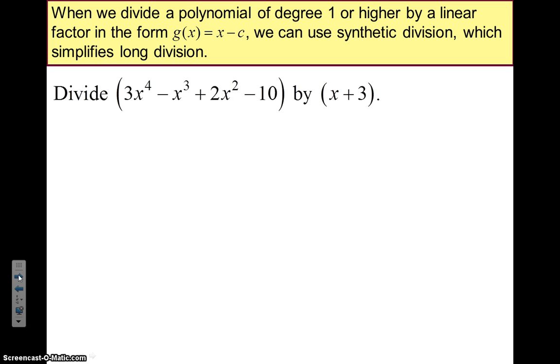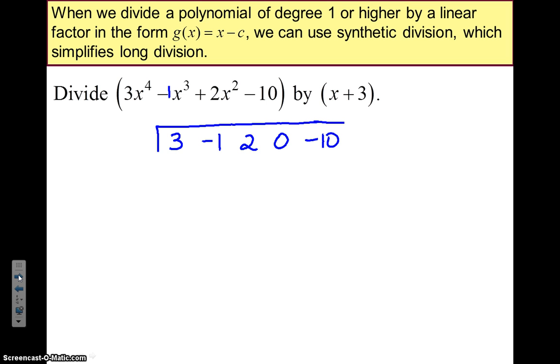So the way that we're going to do this is we're going to only really worry about the coefficients of our polynomial here. So I'm going to have a 3. This coefficient right here would be a negative 1. Then I'd have a 2. Notice there's no linear term. There's no term with just x. So I'm going to put a 0 in that place and then put my negative 10.